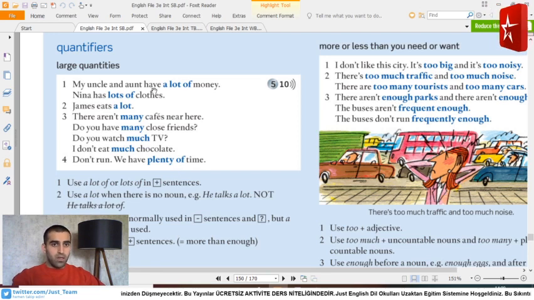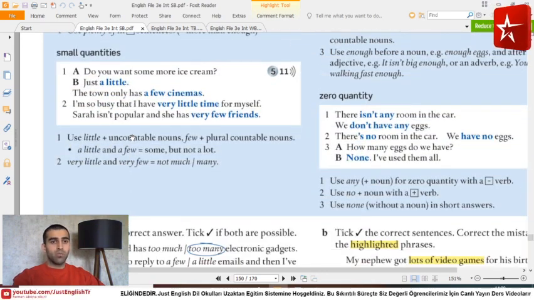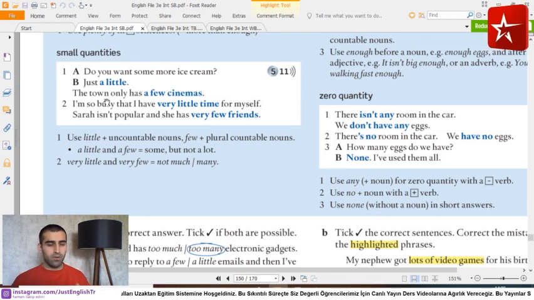So a lot of, lots of, a lot, many, much, and plenty of, they are related to large quantities, as you see. But when it comes to small quantities, as you see from my screen, I will explain which words we will use for small quantities. We will use a little and a few, very little and very few. How can we use them?